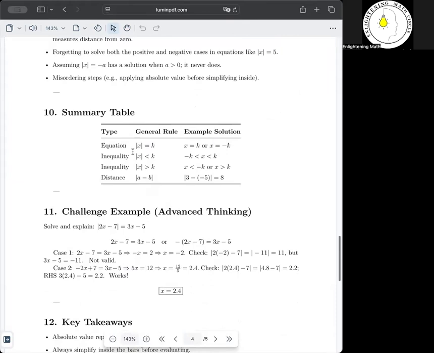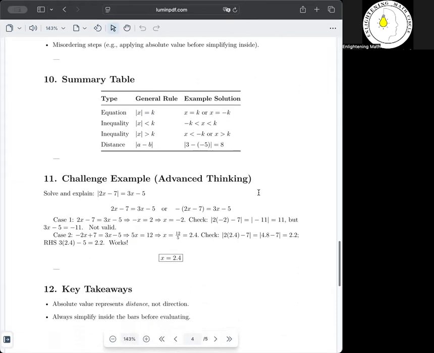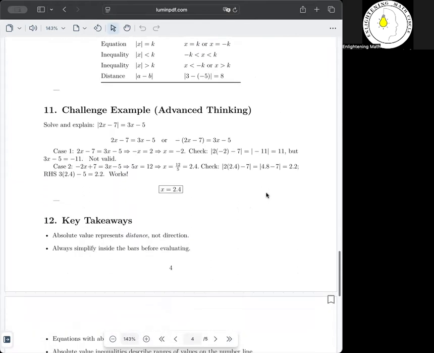So here's a quick summary table. You guys can go ahead and screenshot that. And then for those of you who want, we have a challenge problem here. I'll stay on this for a quick second. You guys can take a picture.